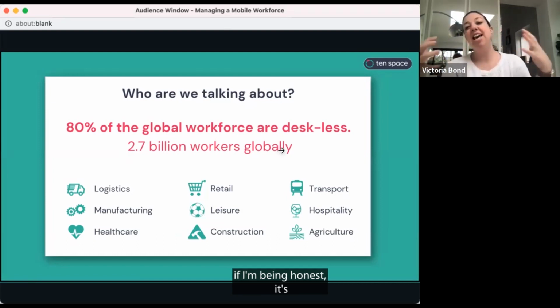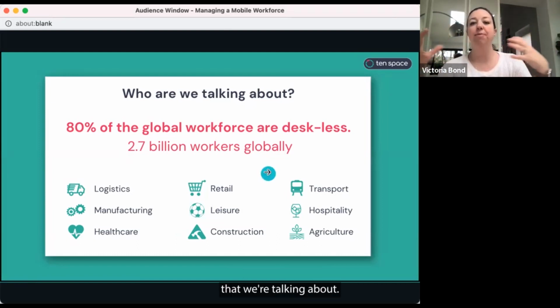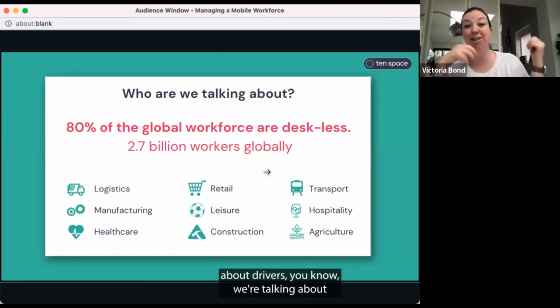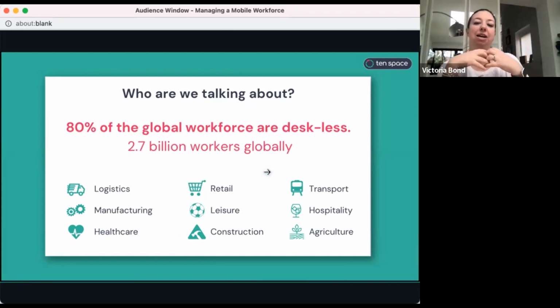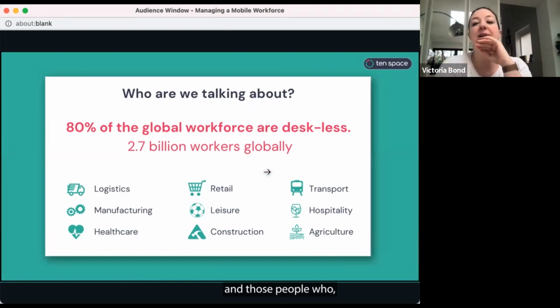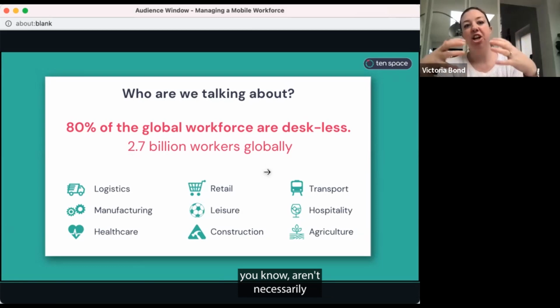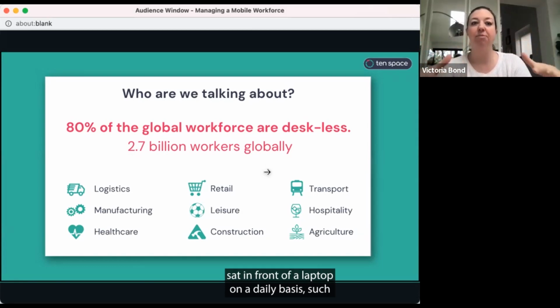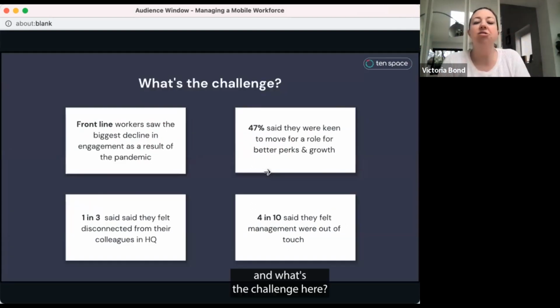But it's these types of populations that we're talking about. So we're talking about train drivers, we're talking about drivers, we're talking about care workers in the community, for example. Those people who aren't necessarily sat in front of a laptop on a daily basis, like me. And what's the challenge here?